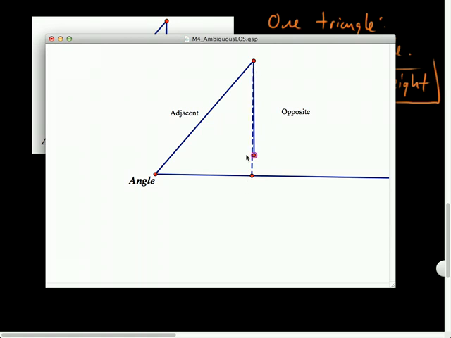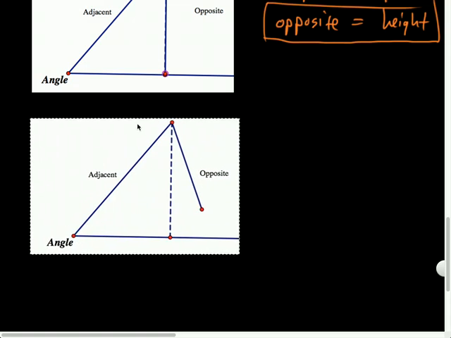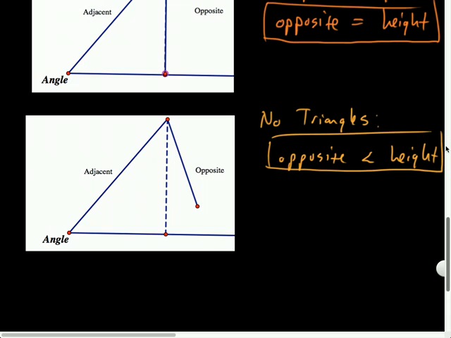And then the other situation was it's too short and we had no triangle formed. And that occurs anytime the opposite is less than the height. And that, of course, is when I can't make my hand reach my other elbow, right? That classic situation. So those are the three possibilities that we need to know about.